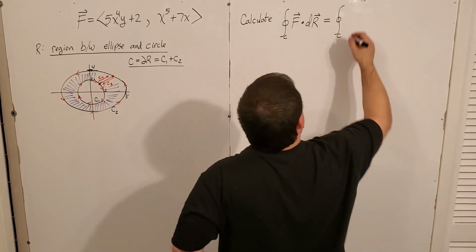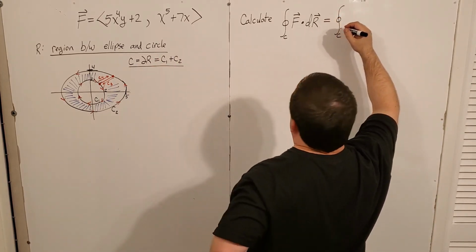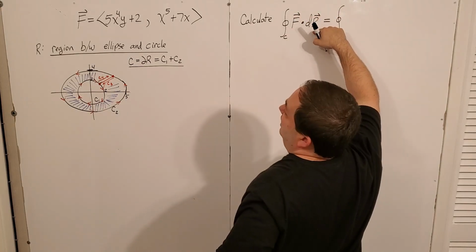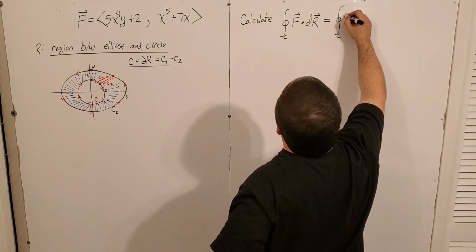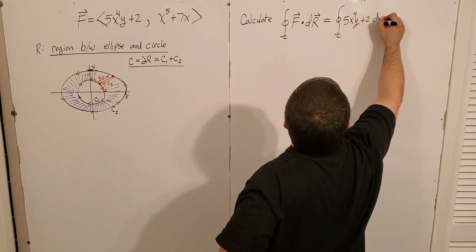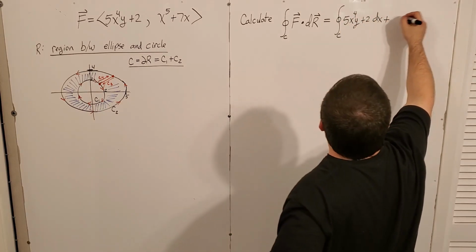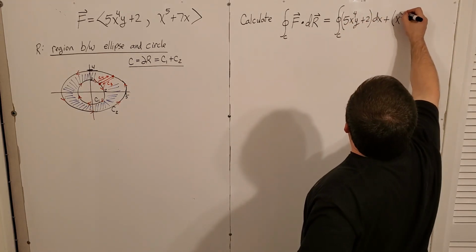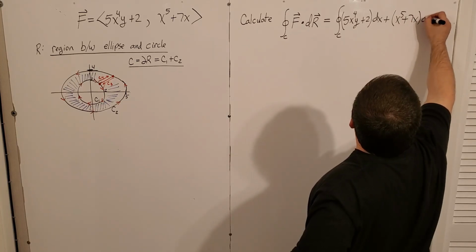Okay? Since I was able to connect it up, I didn't have to worry about my orientations or anything like that. I'm just going to do F dot dr here. So I've got (5x^4 y + 2) dx plus (x^5 + 7x) dy.